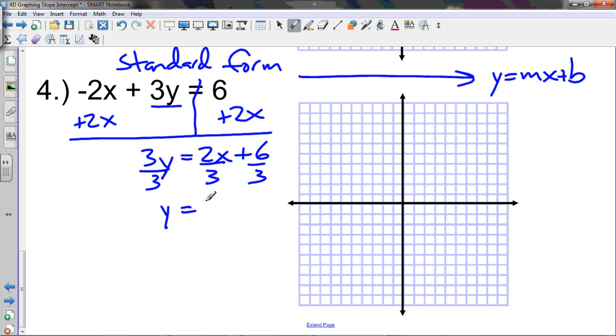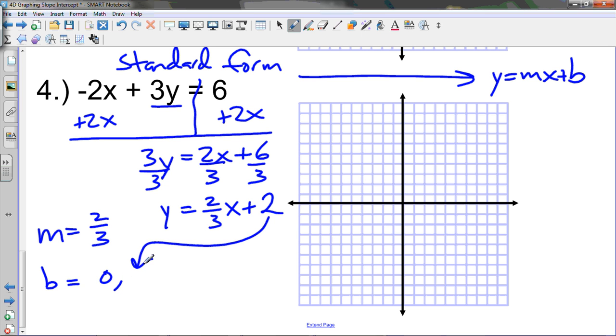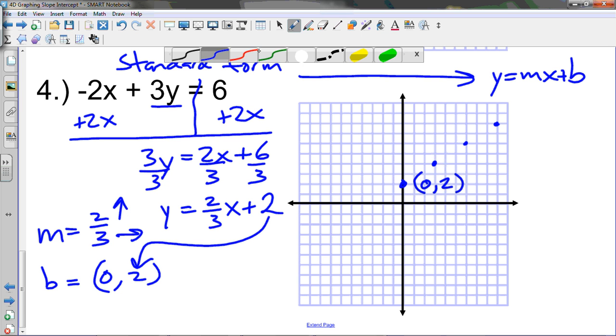The y's cancel, and we get 2/3 x. I like to put that as a fraction up front, and then 6 divided by 3 is simply 2. Now that we have y by itself, we can establish that the slope is 2/3, and the b is 0, comma, 2. So we start at 0, comma 2. You can see that point there. Then we go up 2 over 3, up 2 over 3. Notice the positive slope, so it goes up and to the right. Let's connect the line.